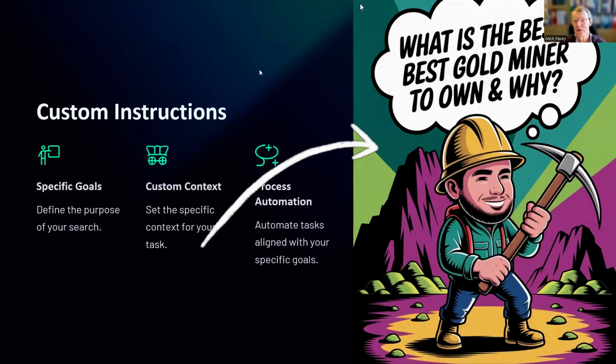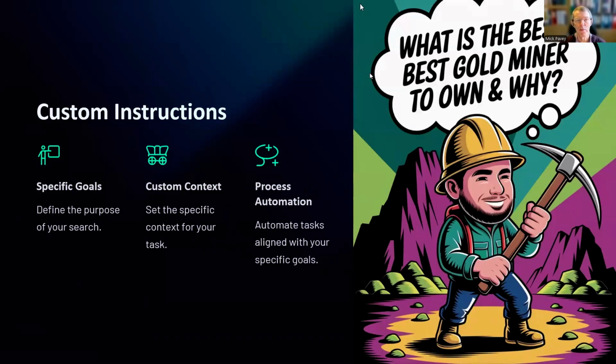So why have I got this picture here saying what's the best gold miner to own and why? Well, I thought this might be a useful example to just show you the power of Perplexity Spaces. So I'm going to switch screens now briefly and show you Cedric responding to this exact query, and you'll see then just how powerful Perplexity Spaces really is for DIY investing. So let's go over and have a look at Cedric.